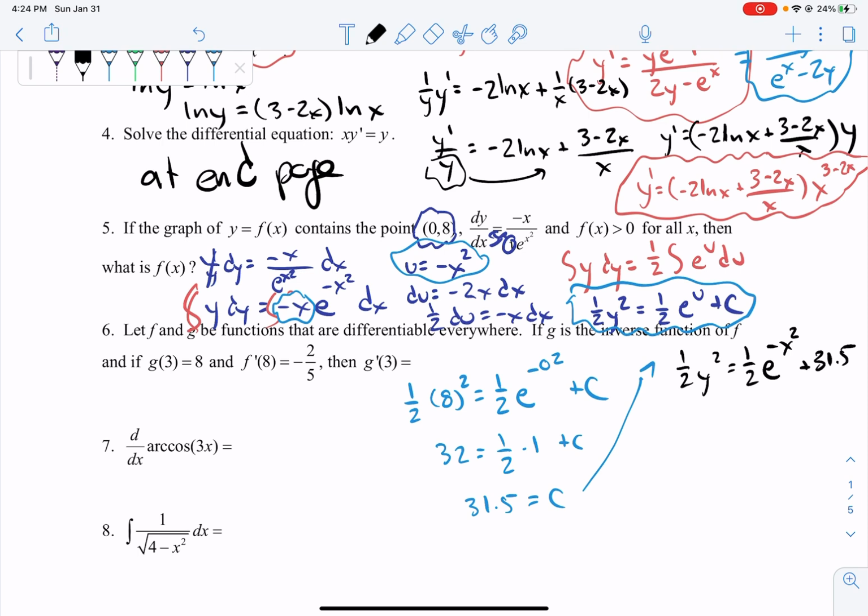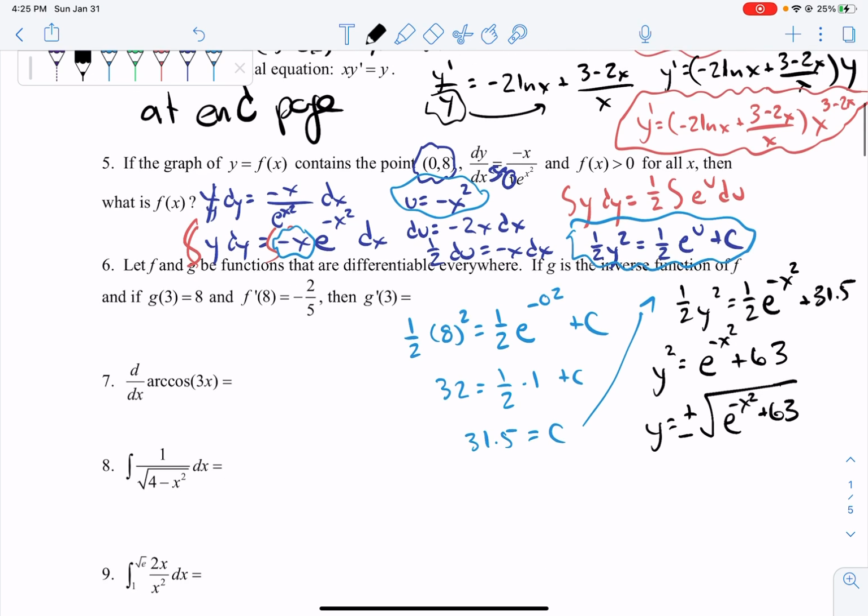Now let's get y by itself. So if I times both sides by 2, y squared equals e to the negative x squared. Now be careful, when I times the right-hand side by 2, I've got to multiply both terms by 2. So multiplying 1/2 by 2 makes it go to 1, but I have to multiply the 31.5 by 2, which is going to be 63. And then we're going to take the square root, so y equals the plus or minus root of e to the negative x squared plus 63. And I don't think we want both of those.